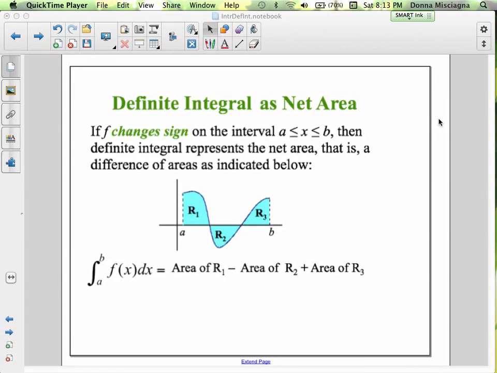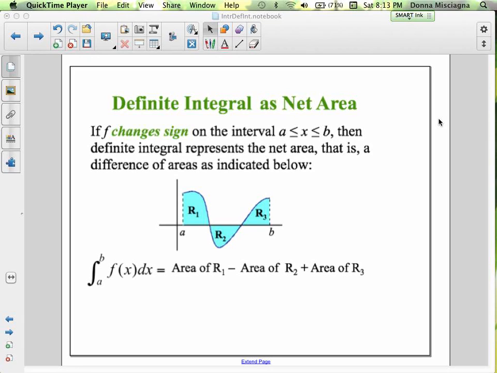Right, so the definite integral is net area. If the function, if little f, which is the derivative and also the integrand, changes signs on the interval, then the definite integral represents net area. That is, the difference of the areas indicated below.